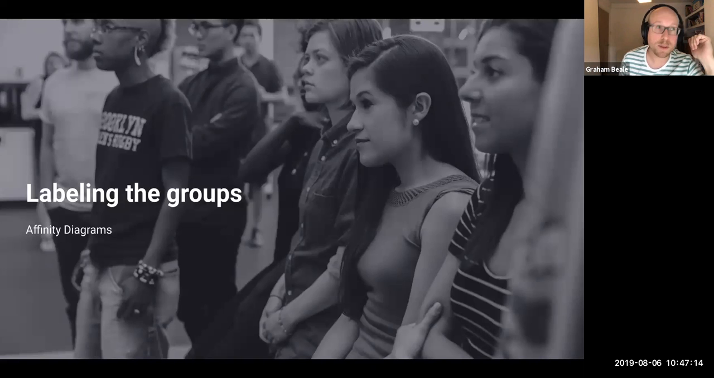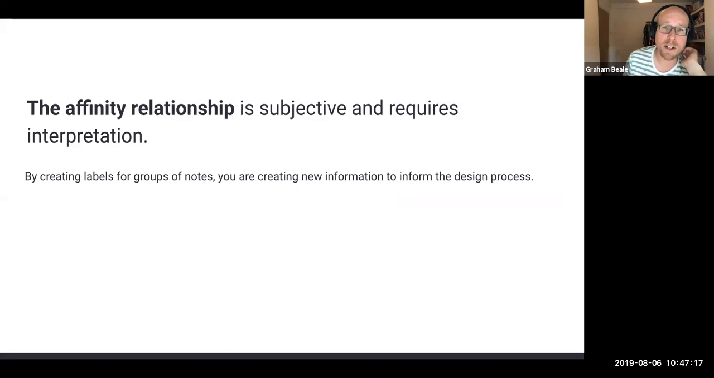So, labeling groups. Affinity relationship is subjective and requires interpretation. By creating labels for groups of notes, you are creating new information to inform the design process. So you are bringing together all these post-it notes, and you're seeing there are some similarities in either the user intent or the observations that you saw. What you're going to do now is start to label those groups. Now, there are some subtleties in this, because if you just label them with a one-word answer and say this is the theme of users wanting things nearby, that may not be enough. That may not be an underlying intent for you to work with.